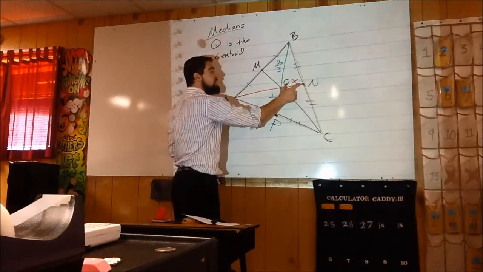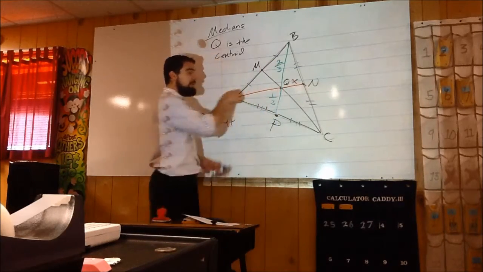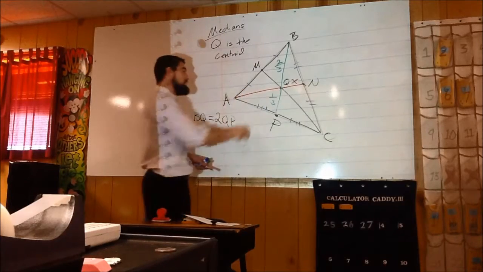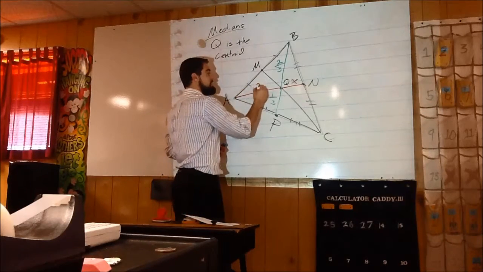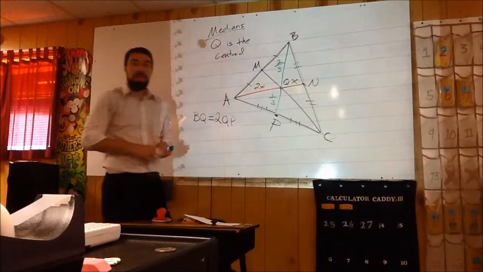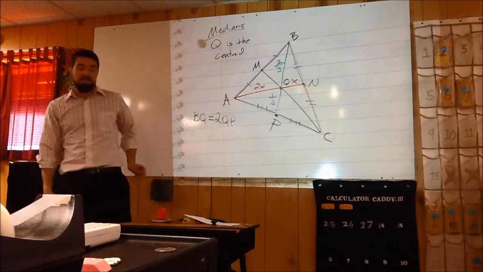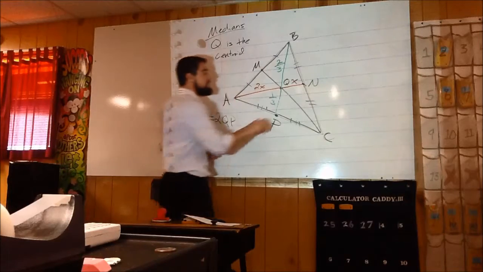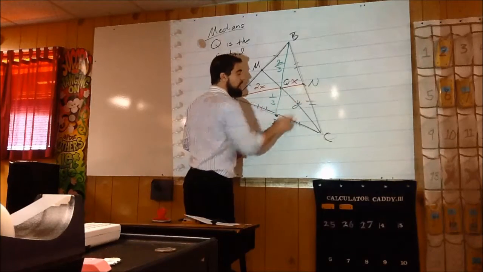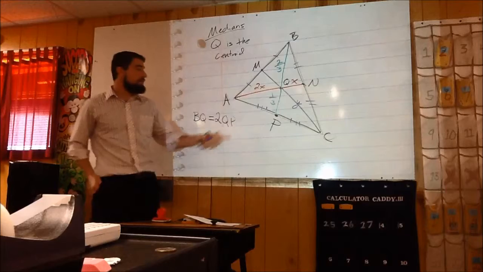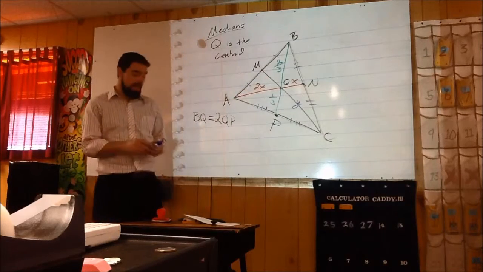Twice as much. So my shorter piece is x, and how can I represent, in terms of x, this length? 2x. Same exact concept, but just a little different perspective. What if I told you that this length was y? How could you represent the length of segment MQ?